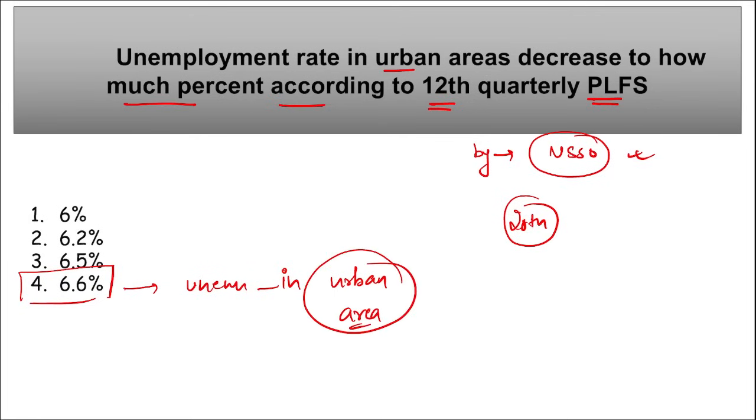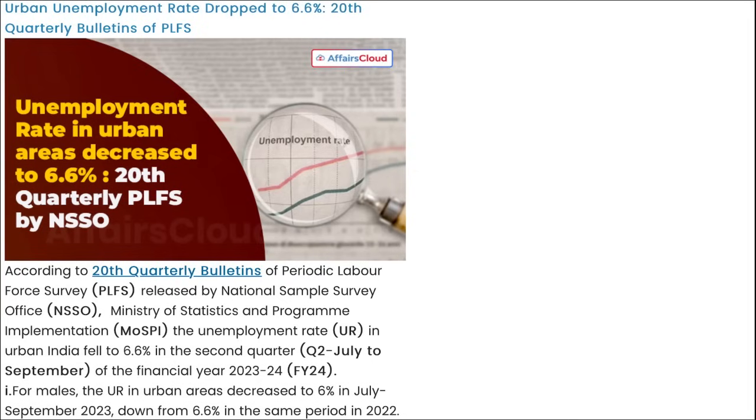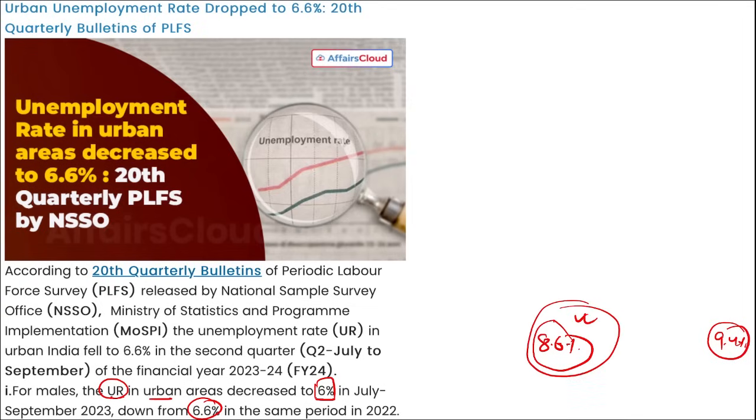Specifically for urban areas, for males the unemployment rate decreased to 6%, from 6.6% in the same period last year. And for females, the unemployment rate is 8.6% from July to September, which was earlier 9.4%. Correct? So we can see that for men and women, in urban areas, the unemployment rate has decreased. Right?